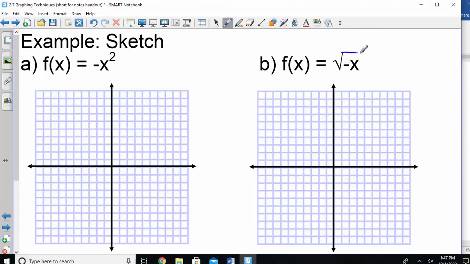So I've got graphs here. We're just going to practice parent functions and what these things look like. So the first one, what's my parent function? So 0 squared is 0, 1, 1, 2, 4, negative 1, 1, negative 2, 4.